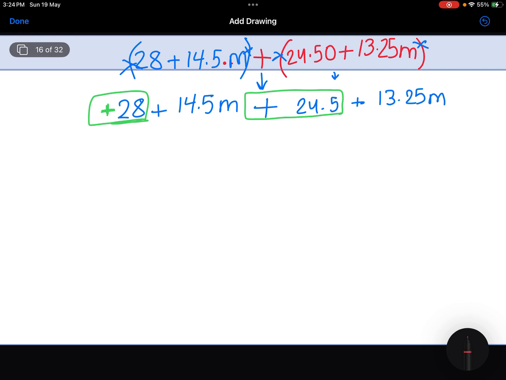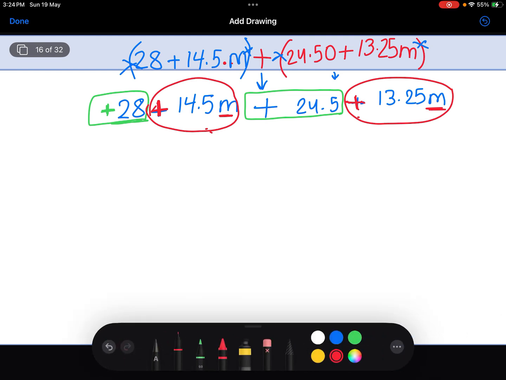So we also have positive 14.5. This is a term with the variable m. It's a positive term. What else? We have another term that is like to it, which is basically 13.25, since it's the same variable. Then I'm just gonna circle it as well. Okay, use the same shape. Therefore, I know that the red ones are like terms and the green ones are like terms.